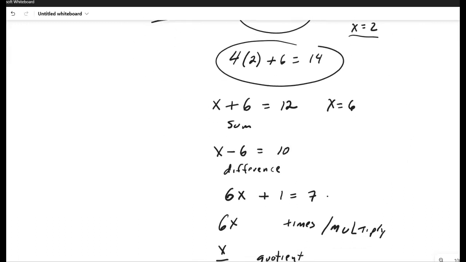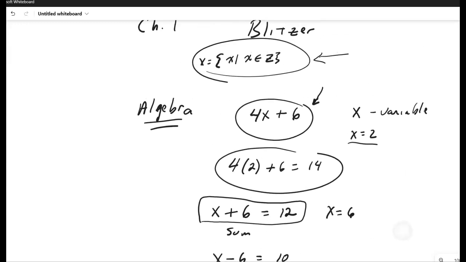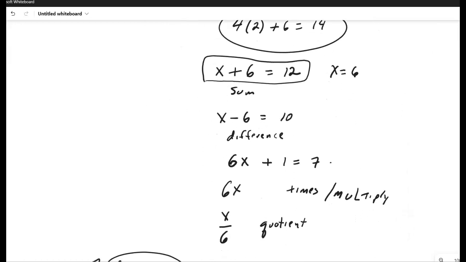Now, in this case, we actually have an equation. Up here, 4x plus 6 was just an expression, but that equal sign makes it an equation. And we have constants involved, those are the numbers, 6 and 12, and variables involved, x. We have a sum, which means we're adding things. We have a difference, which means we're subtracting things.